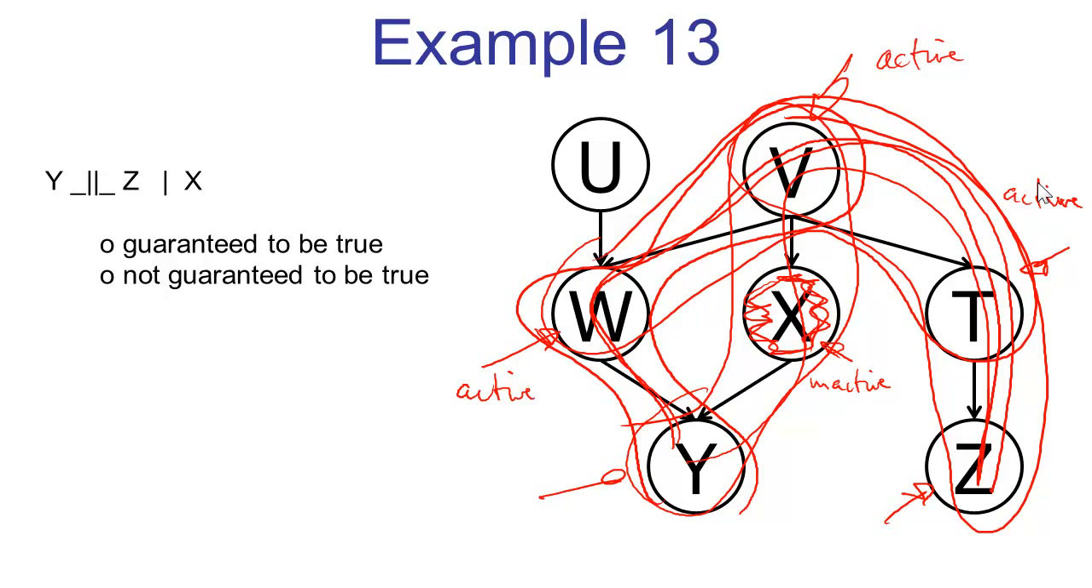We have 3 triples along the path. All 3 triples are active. That means the entire path is active. We found an active path connecting Y and Z. That means we're done. We cannot guarantee the conditional independence of Y and Z given X.